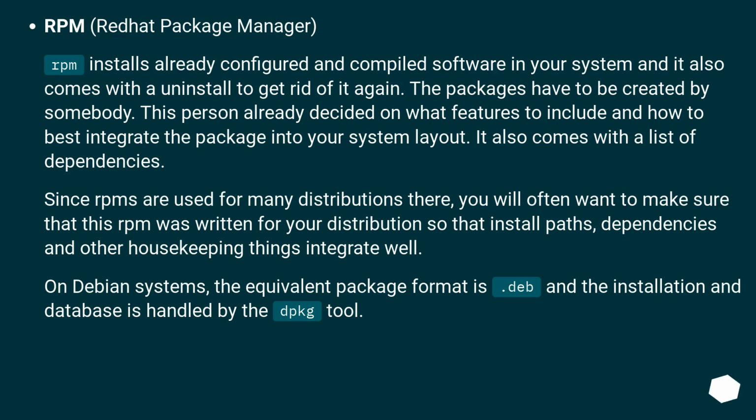Since RPMs are used for many distributions you will often want to make sure that this RPM was written for your distribution so that install paths, dependencies and other housekeeping things integrate well. On Debian systems, the equivalent package format is .deb, and the installation and database is handled by the dpkg tool.